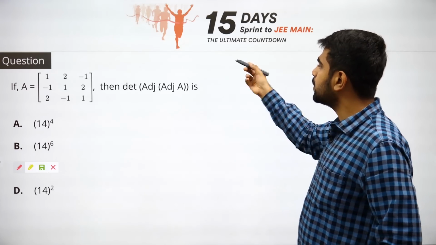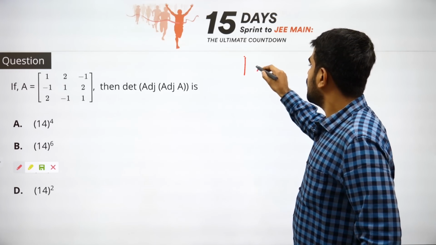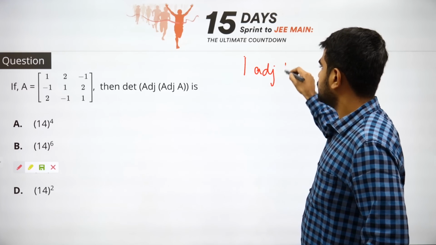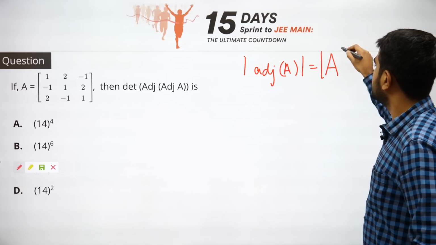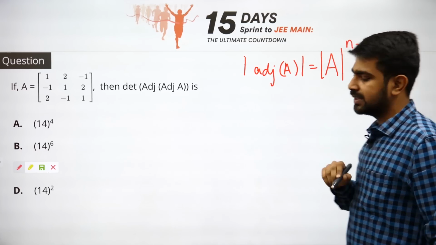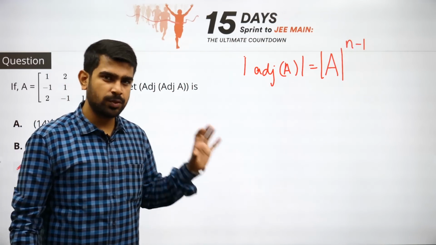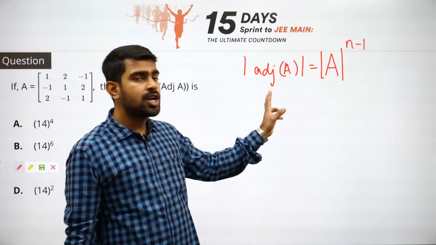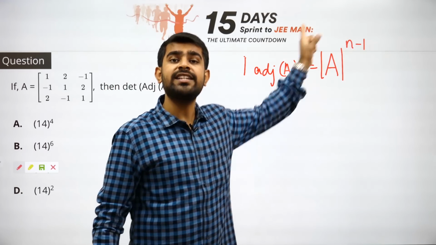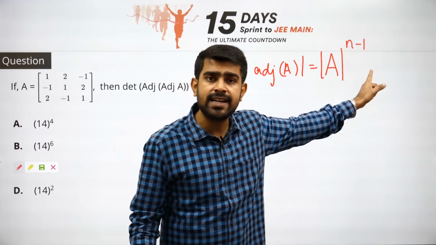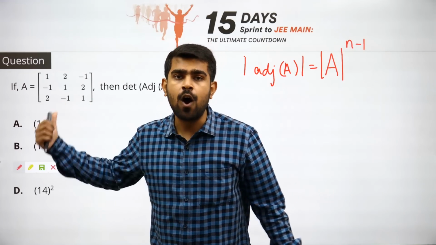So let us see what is adjoint. I'm sure all of you know the properties of adjoint, right? Determinant of adjoint of A is equal to determinant of A to the power n minus 1. This is a standard formula which you should be knowing. Sir, what is n? n is the order of the matrix.